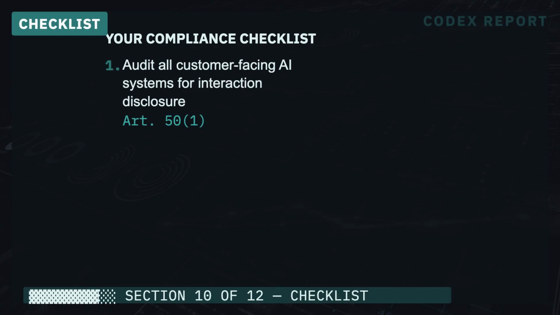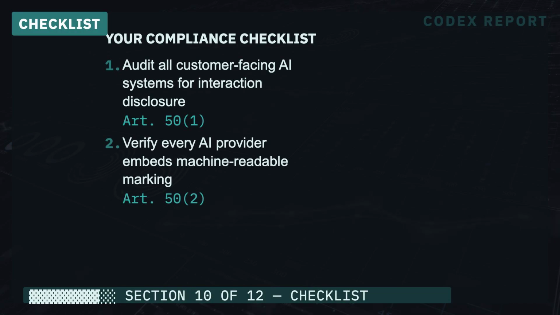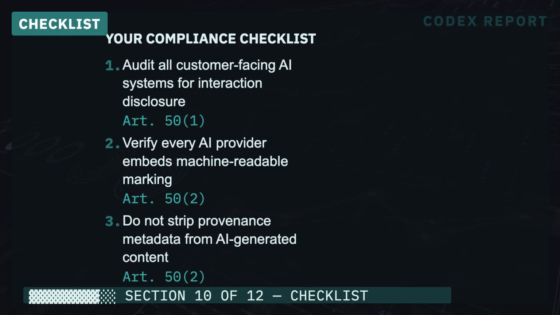1. Audit all customer-facing AI systems for Article 50, Paragraph 1, Interaction Disclosure. For each system, document whether the AI nature is obvious to a reasonably well-informed, observant, and circumspect person. Where it is not, confirm that the provider has built-in disclosure mechanisms. 2. Verify that every AI provider your organization uses embeds machine-readable marking in synthetic outputs per Article 50, Paragraph 2. Request documentation of their C2PA or equivalent implementation.